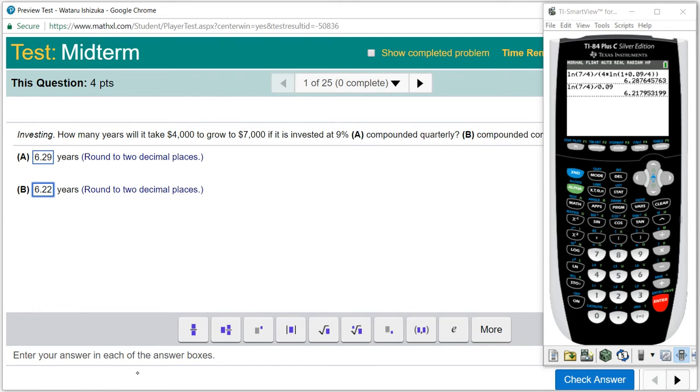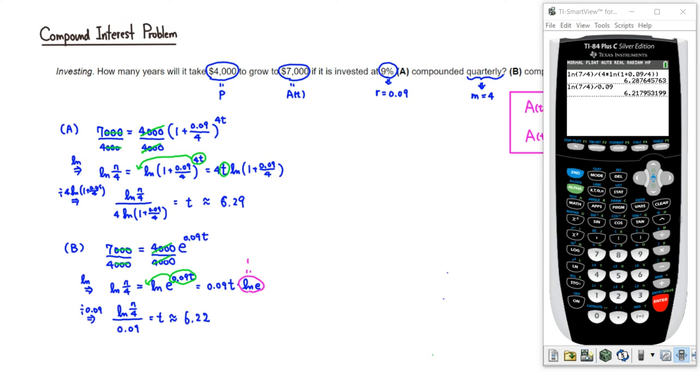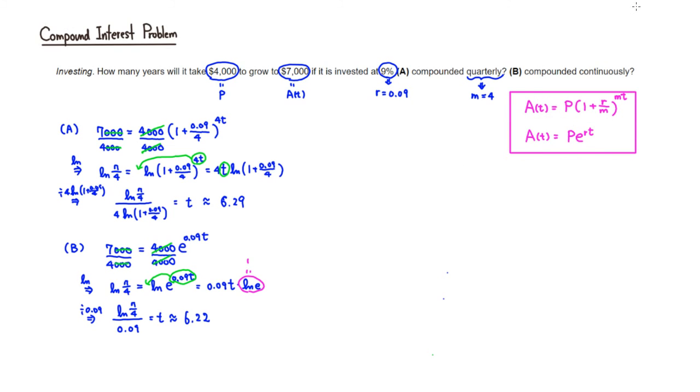Let's check the answer. It looks like we got both of these correctly. All right, that's it. I hope that this was clear.